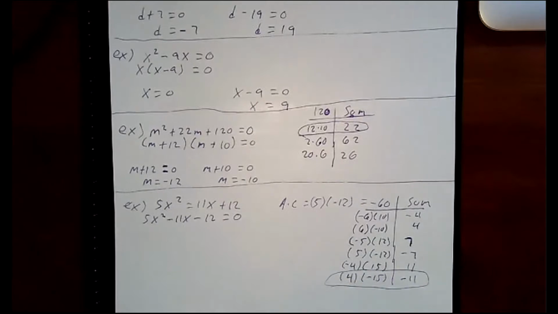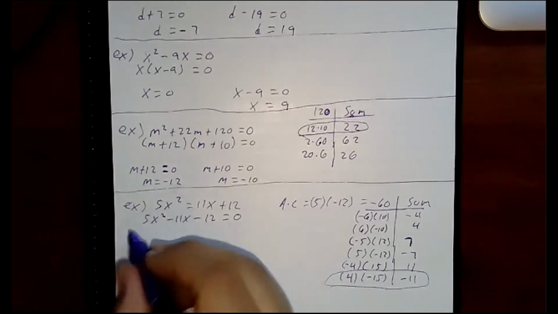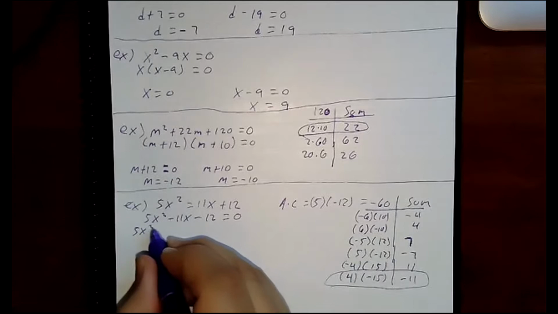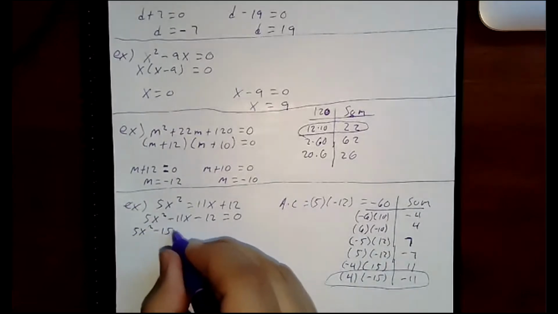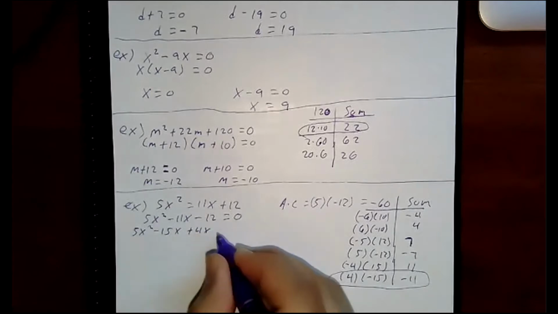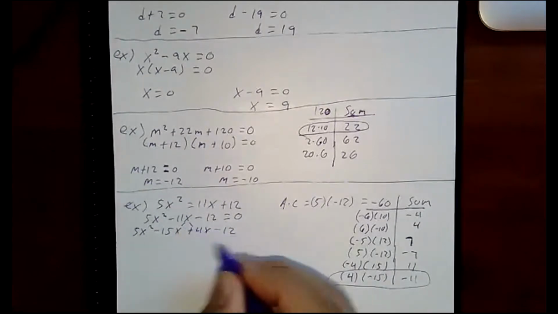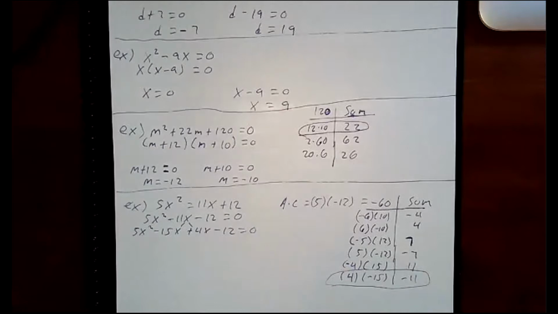Okay. So remember last time we said we use these to break down the center term, to create grouping. So everything stays the same except the middle. So we will have -15x plus 4x minus 12. So the center term became those two, like we did last time.